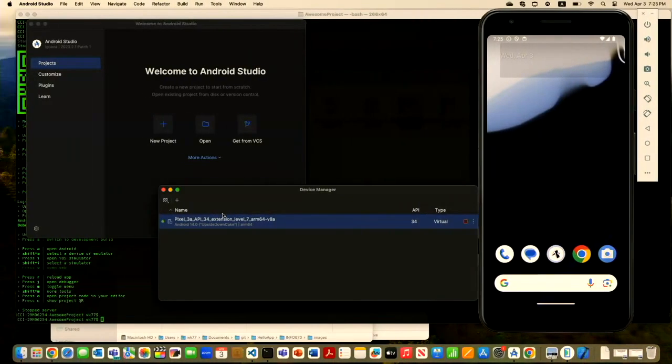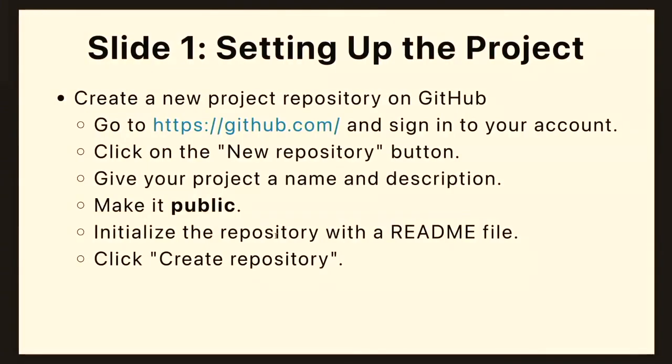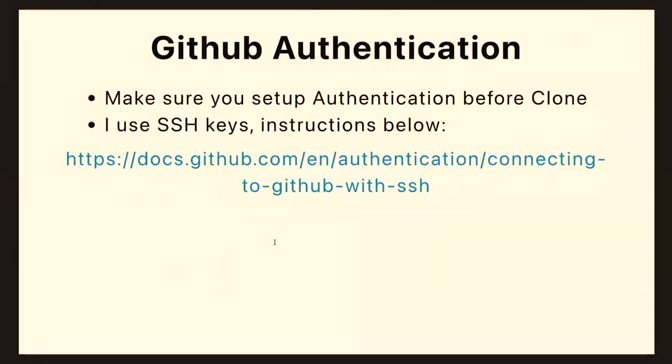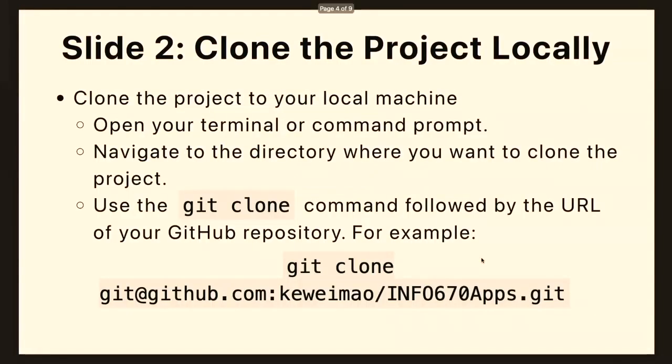Okay, so let me again go back to my slide just to guide us in this process. So now we have done the project on GitHub and authentication. This is actually the link I was talking about. If this is the first time you try to clone something from GitHub and for your own repository, you do need to set up SSH keys, and this is the page that you follow in order to do that properly. Okay, so do this before you clone your repository.